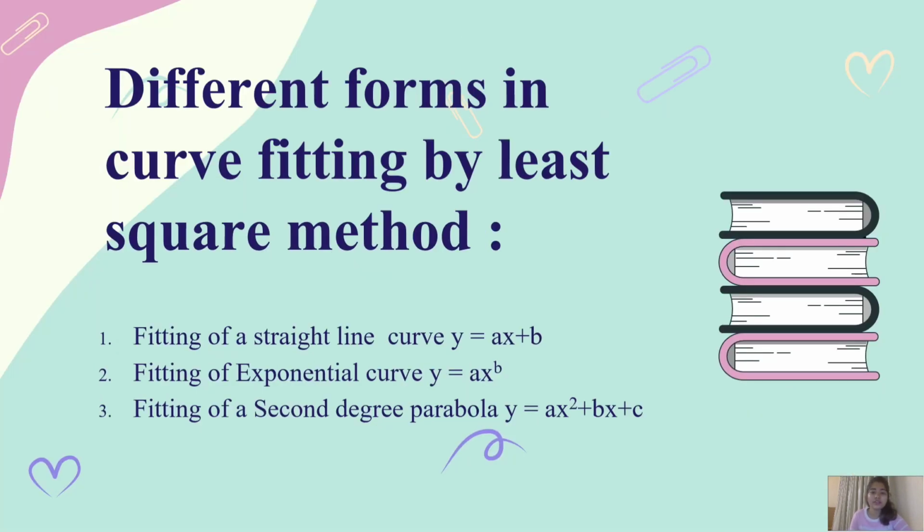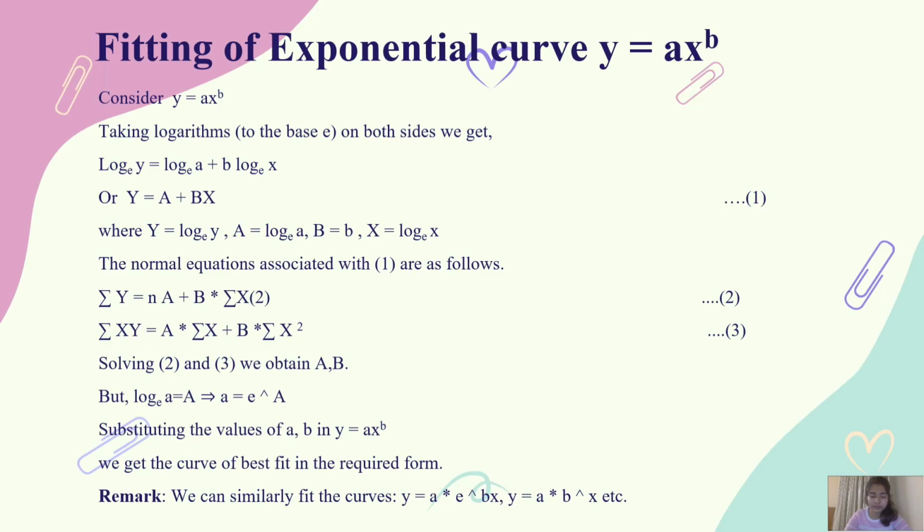Different forms in curve fitting by the least square method: fitting of a straight line, fitting of an exponential curve, fitting of a second degree parabola, that is y equals ax square plus bx plus c, then y equals ax power b, then y equals ax plus b. So fitting of the exponential curve, that is y equals ax power b.